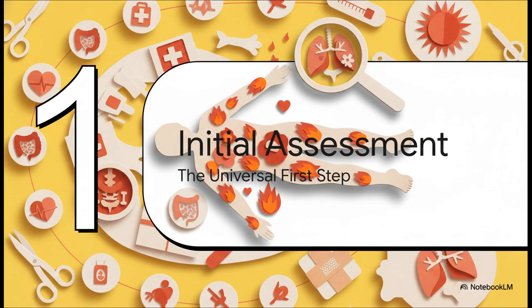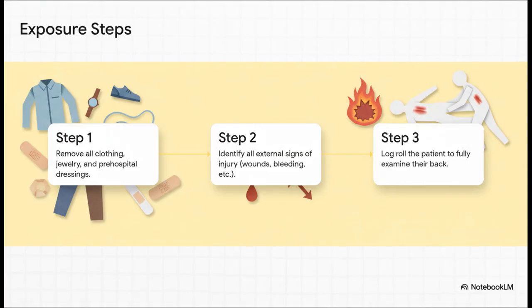Okay, so back to our first question. What's step 1? It's not about treating the burn, it's about seeing the entire patient. You know, in trauma care, we live by the ABCs: airway, breathing, circulation. Well, the E in that framework stands for exposure, and its goal is super simple: find every single injury that could be hiding.